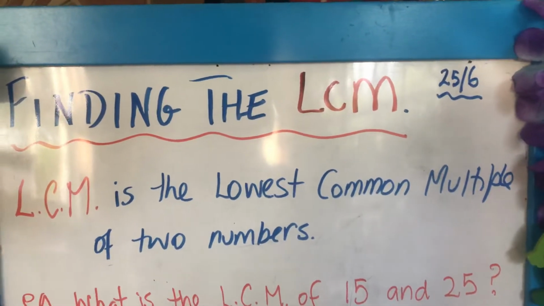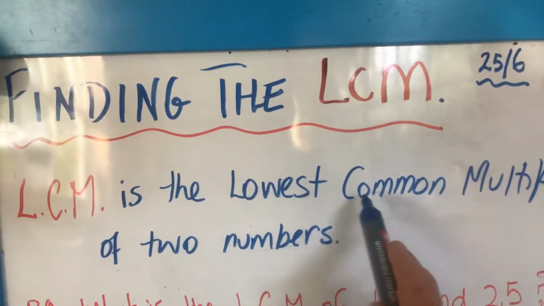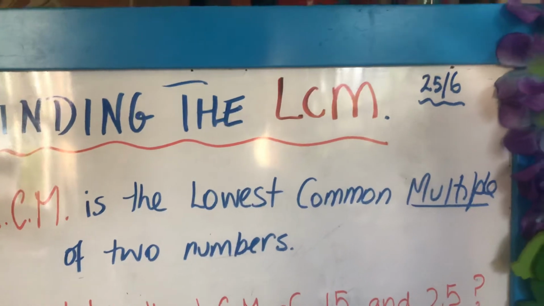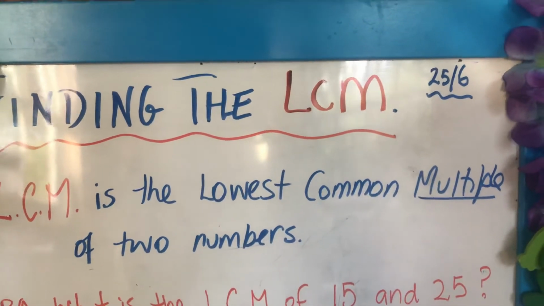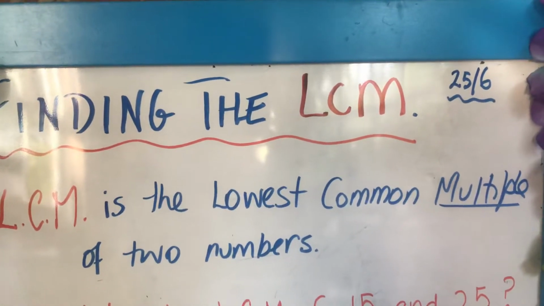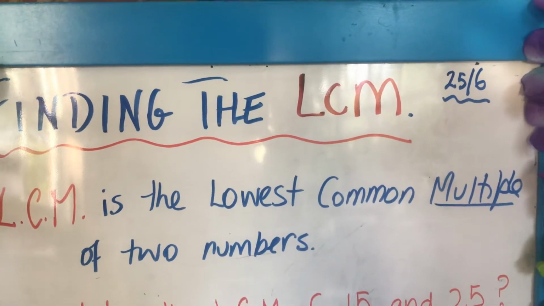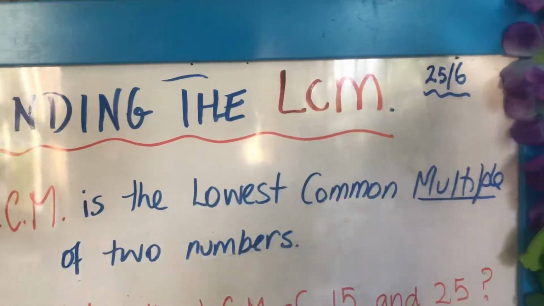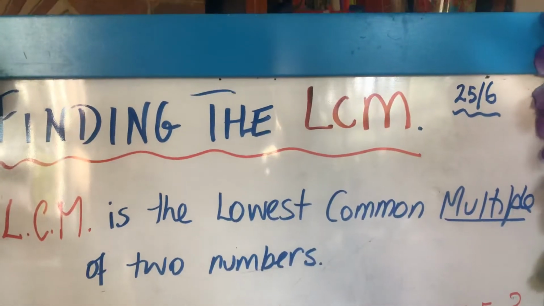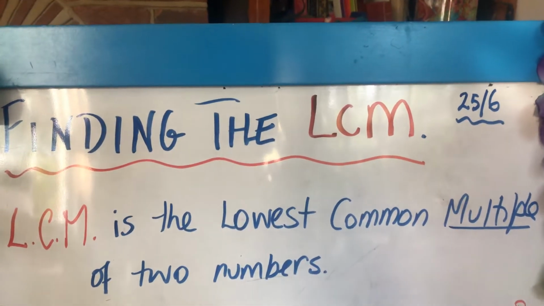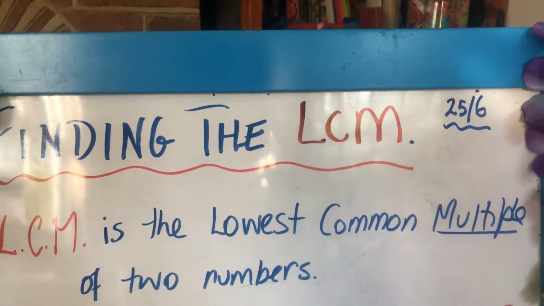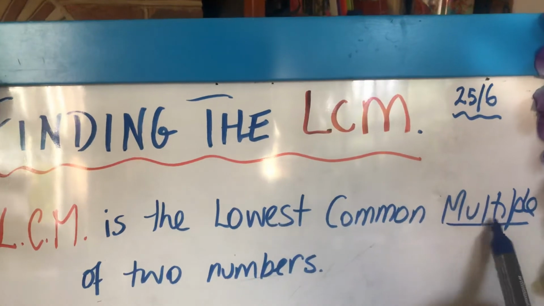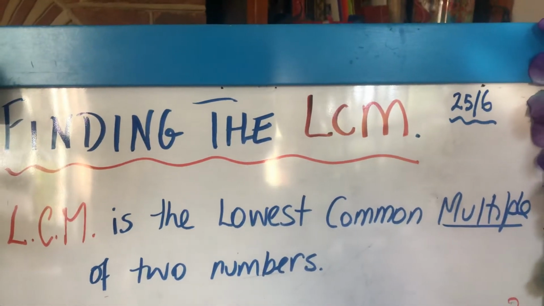Now firstly, obviously, you have to know what a multiple is. A multiple is simply what you get when you multiply. It's the times tables. So multiples of 5: 10, 15, 20, 25, 30, all of those are multiples of 5. Multiples of 13: 26, 39, 52, etc. Multiples you get when you multiply.